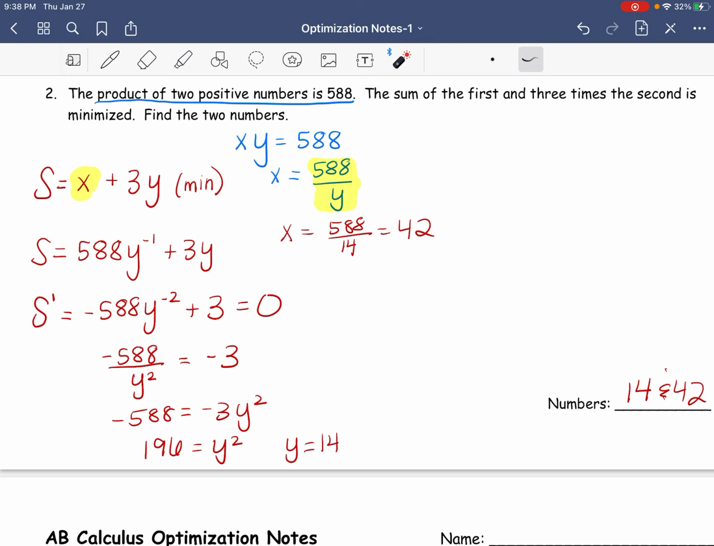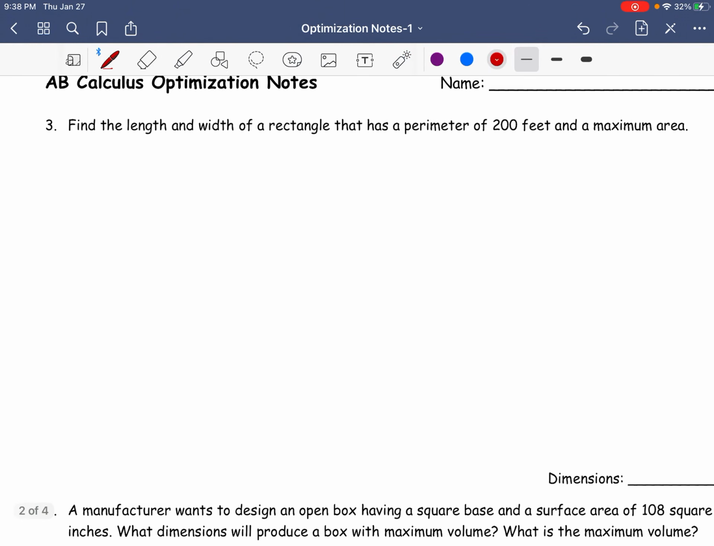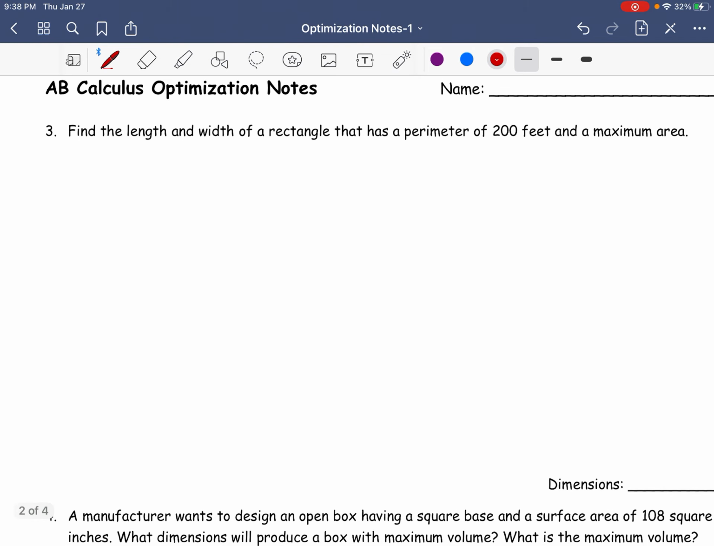Okay, let's look at the next one, number 3. It says find the length and the width of a rectangle that has a perimeter of 200 feet and a maximum area. So if it's helpful to you, draw a rectangle. And this is my length. These are my widths. And it says that it has a perimeter of 200. Well, the perimeter is when you add up all the outside edges. So I have 2 L's plus 2 W's, and that's 200.